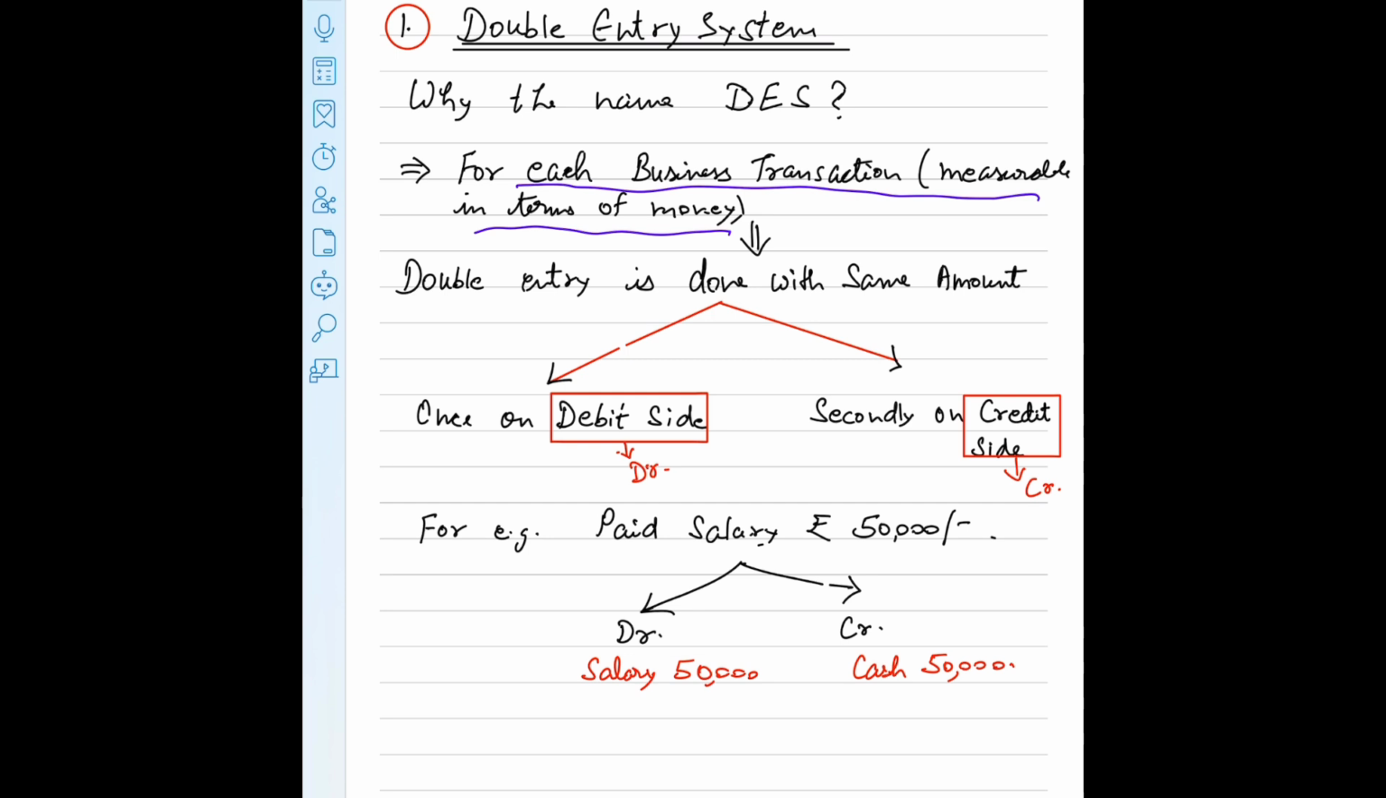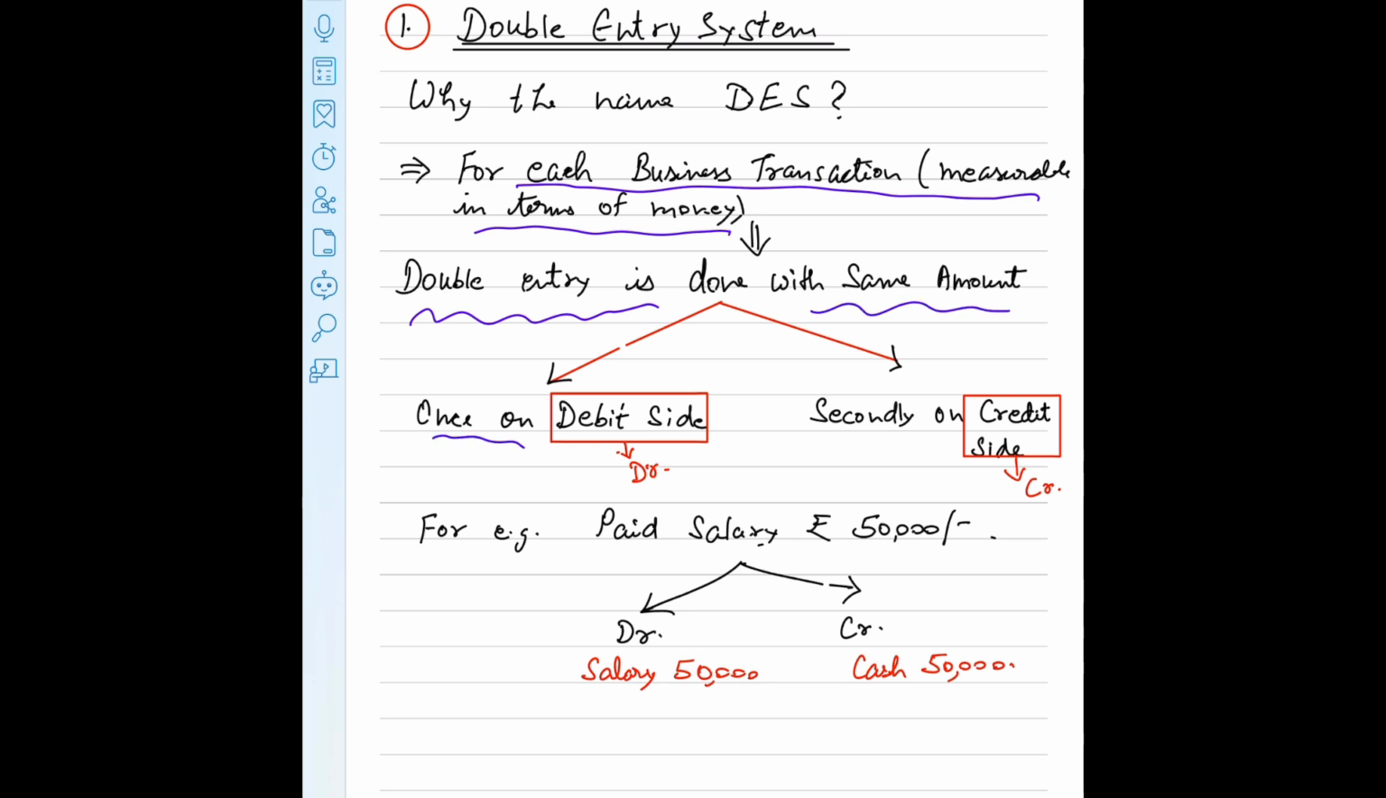However important a particular business transaction is, if it is not measurable in terms of money, it won't be parked or recorded in books of account. Only those transactions, business transactions, which are measurable in terms of money shall be recorded in books of account. That's why for each business transaction measurable in terms of money, double entry is done with same amount.